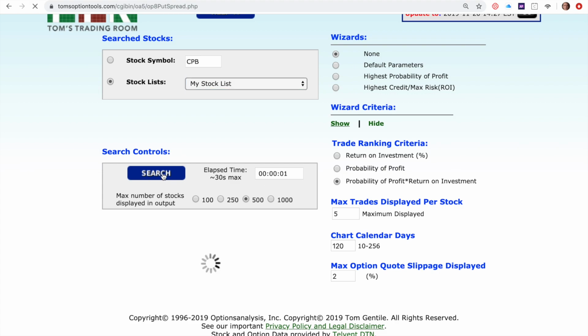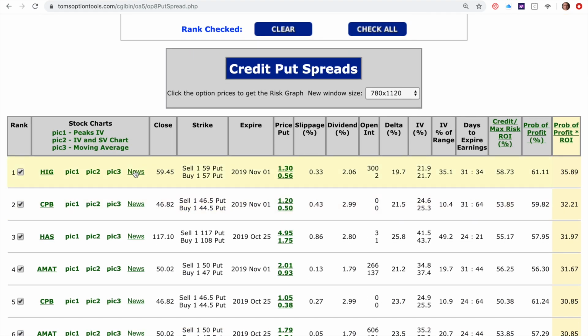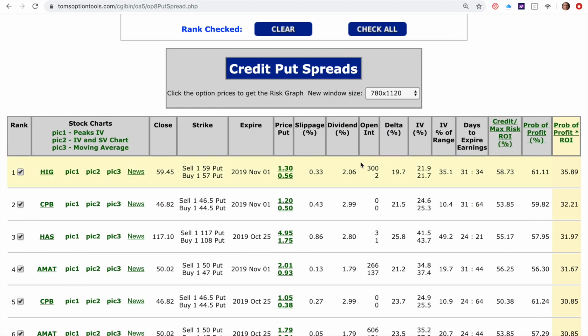Let's see what comes up here. It's a very fast search. Right down here we have our opportunities. We have the stock, various pictures. You can look at IV, IVSV, moving averages. For example, if I want to look at the moving averages, the 50 and the 200-day moving averages, you can see this one on Hartford, the stock is really in a nice uptrend. The 50-day average is holding. The stock is moving at a 45-degree angle. That is certainly a bullish stock. And then you've got the actual put spread.